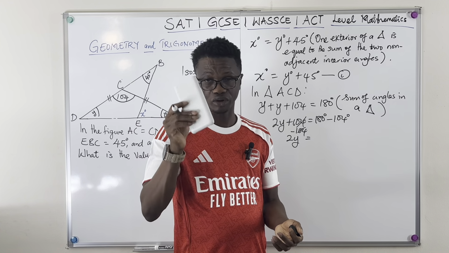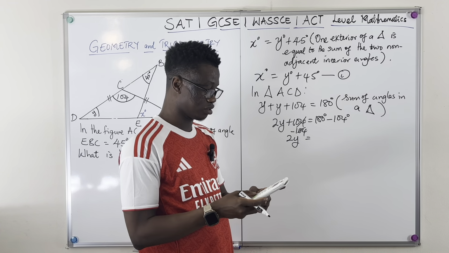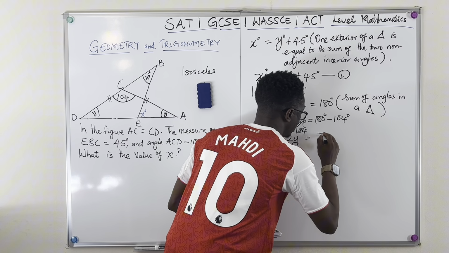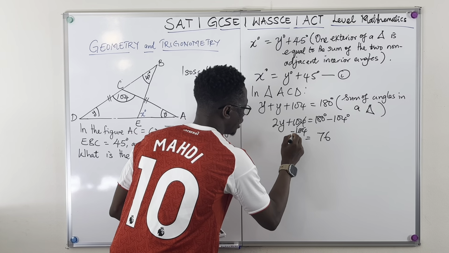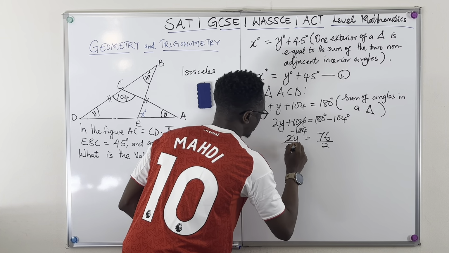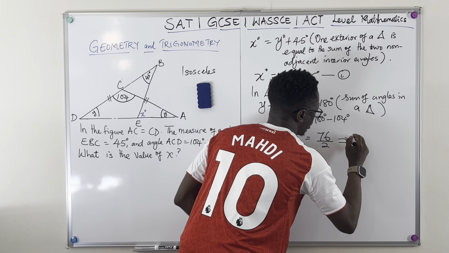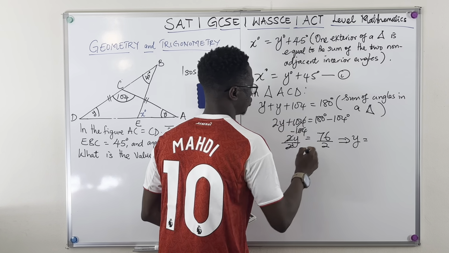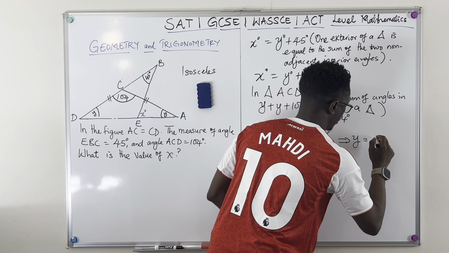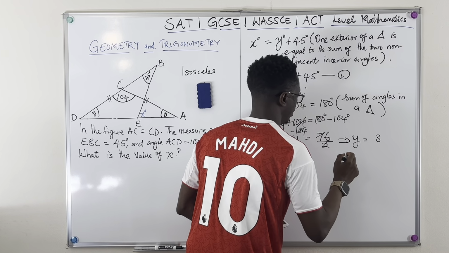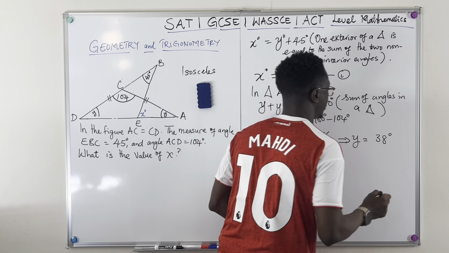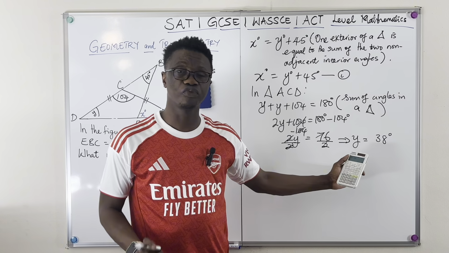In the exam, you are going to use a calculator, so just use it. 180 minus 104 is 76 degrees. But if you are in need of y, divide this by 2, and this and this go. So my y is equal to 76 divided by 2, which gives you 38 degrees. And that is just for y.